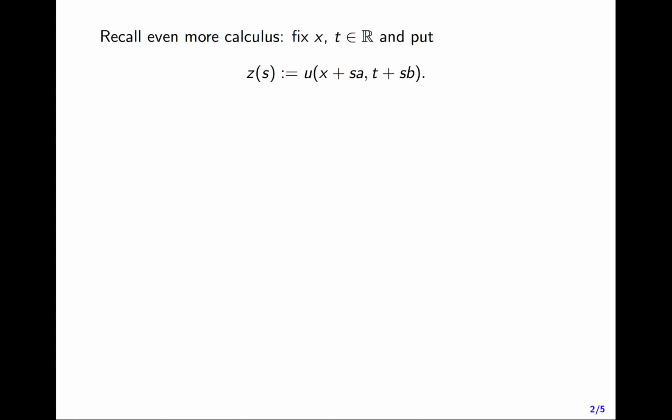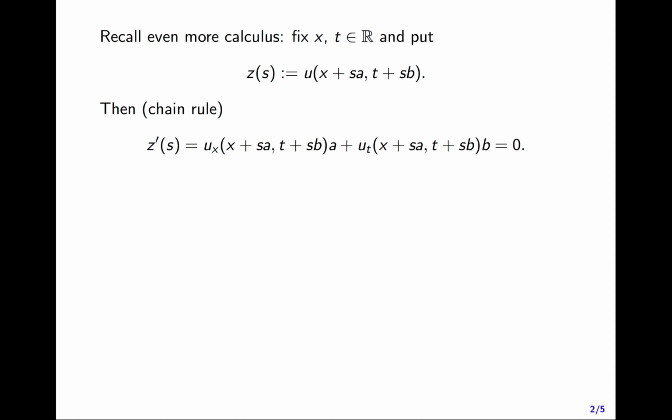Here's the actual analysis. We are going to fix numbers x and t in the reals, and we're going to define a new function z of s to be z of s is equal to u of x plus sa and t plus sb. So remember what all the letters mean here. X and t are fixed real numbers. A and b are the real numbers that are coefficients from the transport equation. And now s is the variable. S is the thing that moves. And here you see why we wanted a and b to be real numbers. U depends on real numbers, so we need x plus sa and t plus sb to be real numbers.